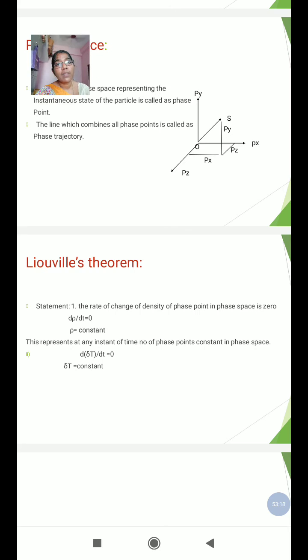For example, in the first 5 minutes there is a 5 degree change. In the next 5 minutes it is the same, and after the next 5 minutes again the same 5 degrees of temperature will change. The change in temperature remains constant. So these are the two statements of Liouville's theorem.